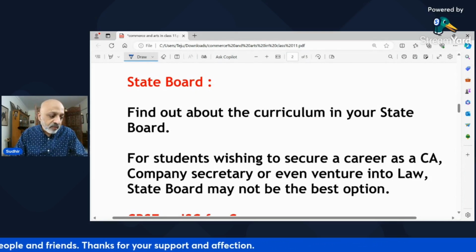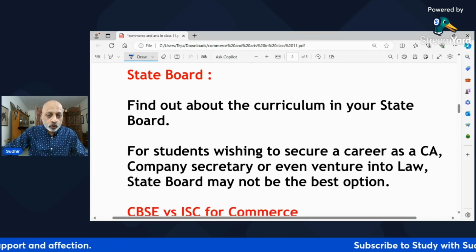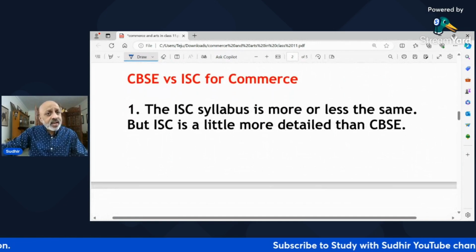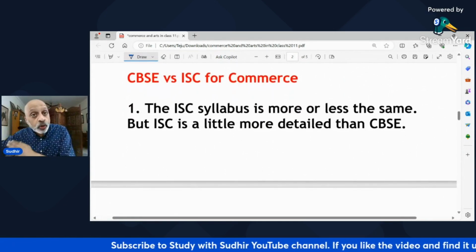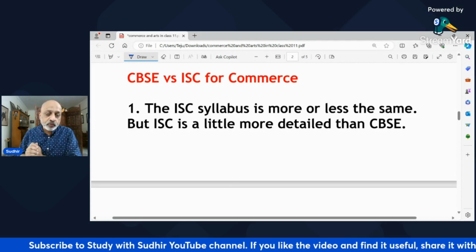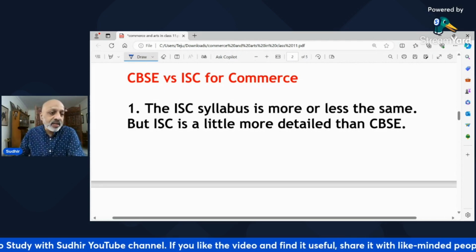So that is something which you need to bear in mind. So now let's compare the 2 boards, CBSE and ISC, for commerce. Since state board is not something, especially if you are looking to become a chartered accountant kind of a profession, let's look at CBSE and ISC.